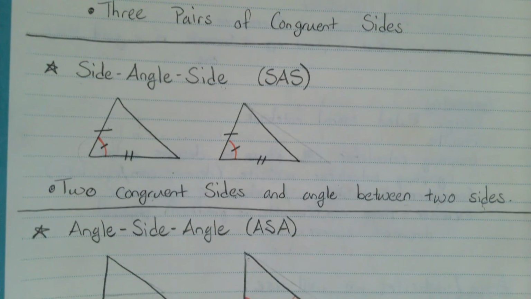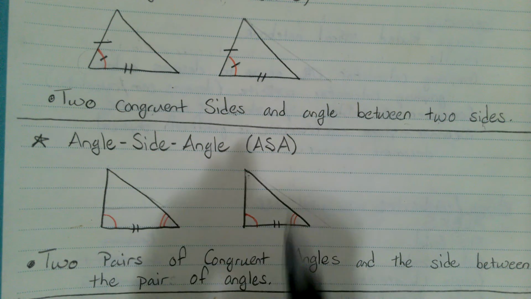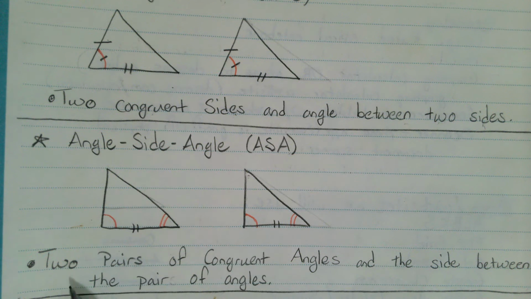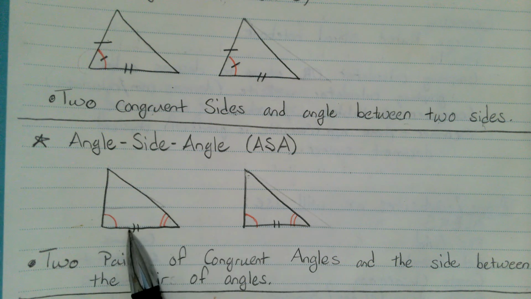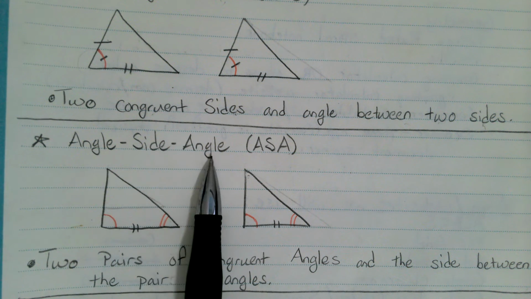The third one is angle, side, angle. You will also see it abbreviated ASA. So this one is 2 pairs of congruent angles and the side between the pair of angles. Okay, so I have this angle and this angle are congruent. I have this angle and this angle are congruent. And then this side, the side between the 2 angles, is congruent. Okay, so then we have angle, side, angle.